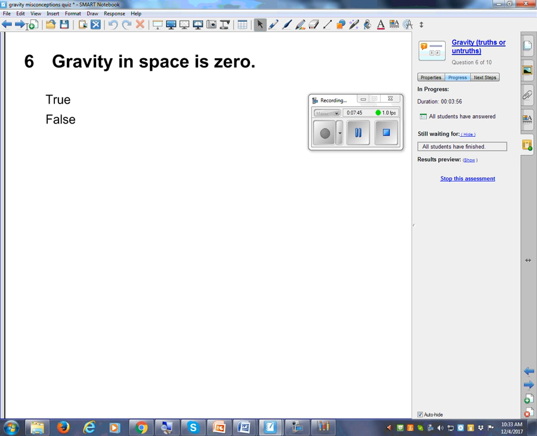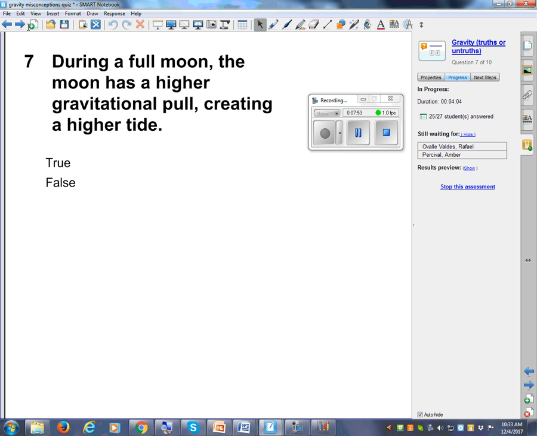Gravity in space is 0. Everyone's finished. During a full moon, the moon has a higher gravitational pull, creating a higher tide. True or false? You guys know what a full moon means, right?